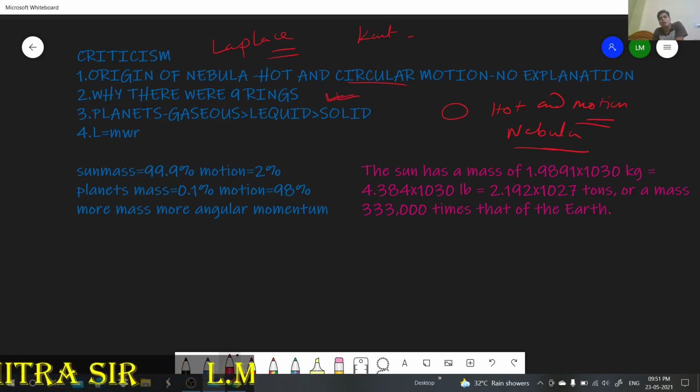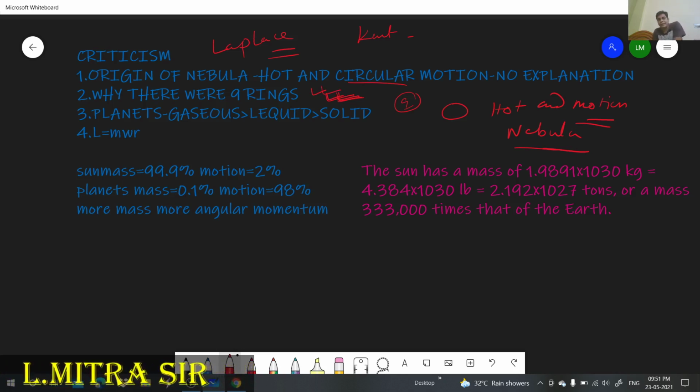Why should there always be 9 planets? Because today we can see 9 planets, that's why they assume that the 9 planets or the 9 rings come out from the nebula. So again this question was also unexplainable in the case of Laplace.